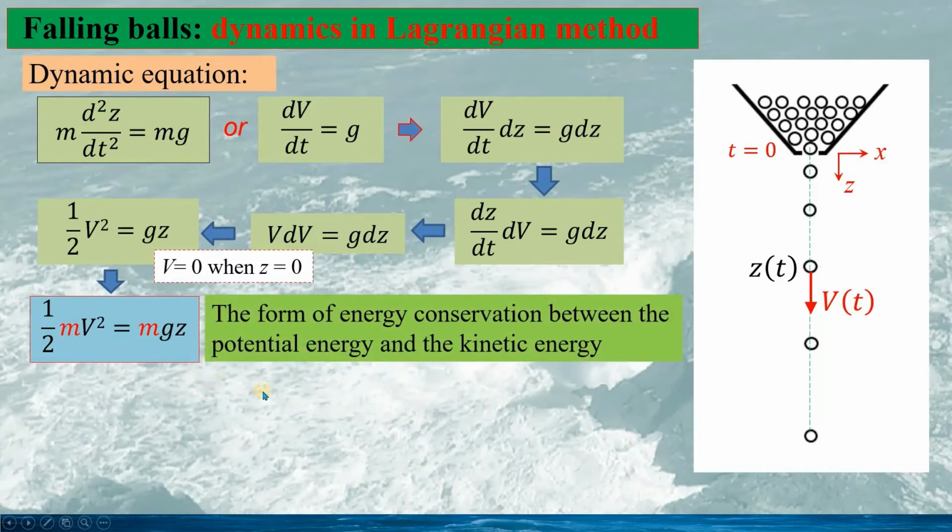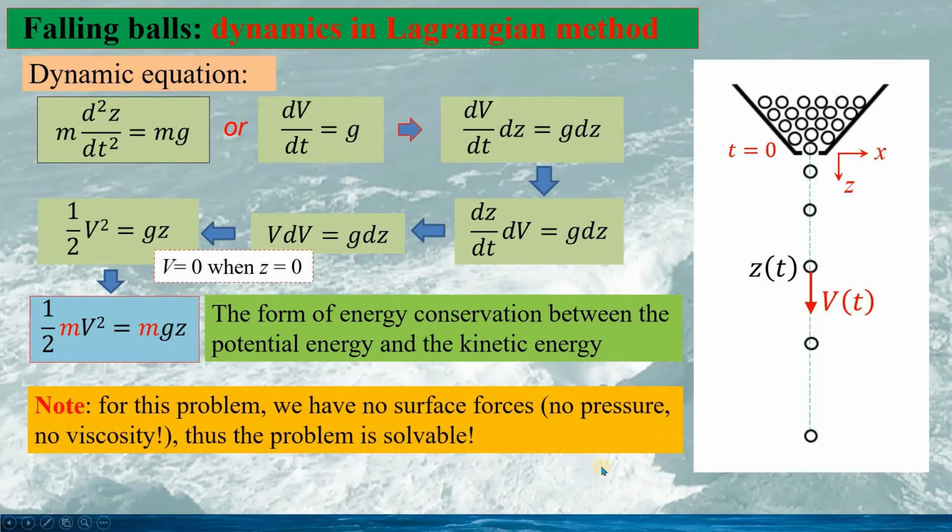This is actually the form of energy conservation between the potential energy and the kinetic energy of the falling ball. This is correct because in this problem, the air friction is ignored. And also, it should be noted, for this problem, since we have no surface force in the problem, the problem in the Lagrangian method is solvable. So we have the result as the energy conservation form.